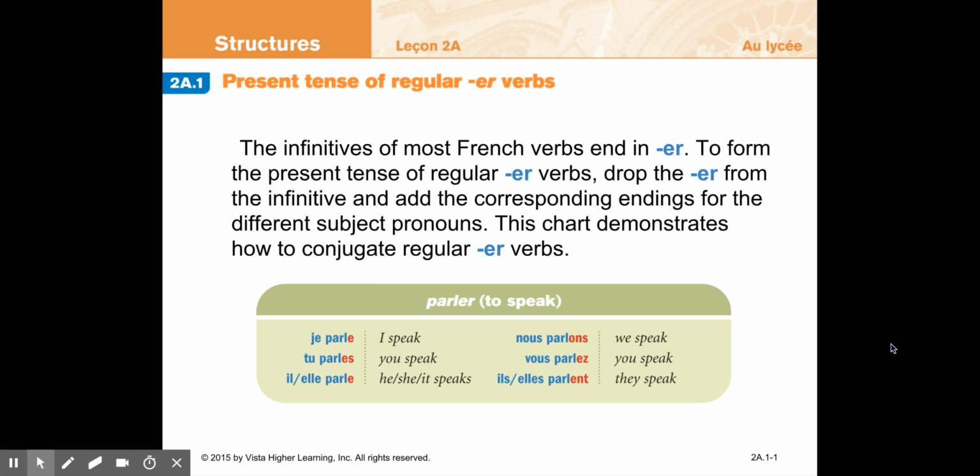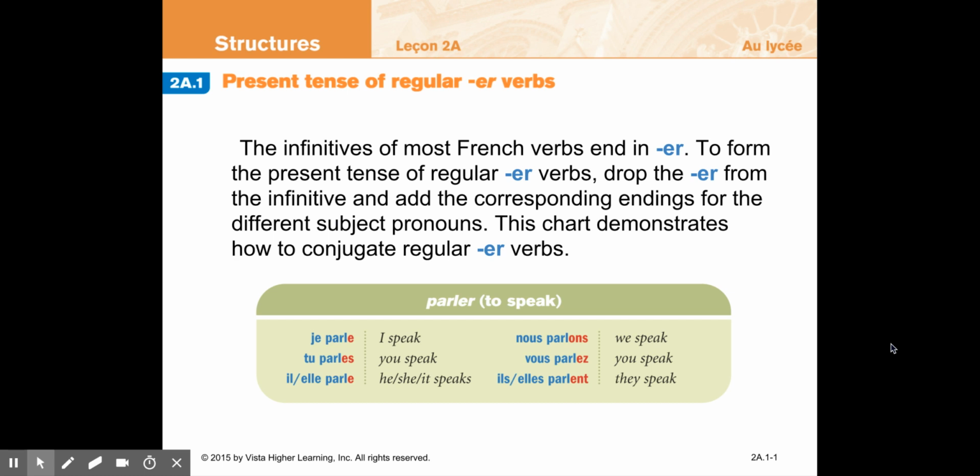Bonjour, salut. Today we're going to continue our study of regular ER verbs just by going over some of the same things that we looked at yesterday. But I'm hoping that maybe by talking about them in a different way, that might help you a little bit. So you can see on here, this is just kind of a review of how you conjugate those ER verbs.